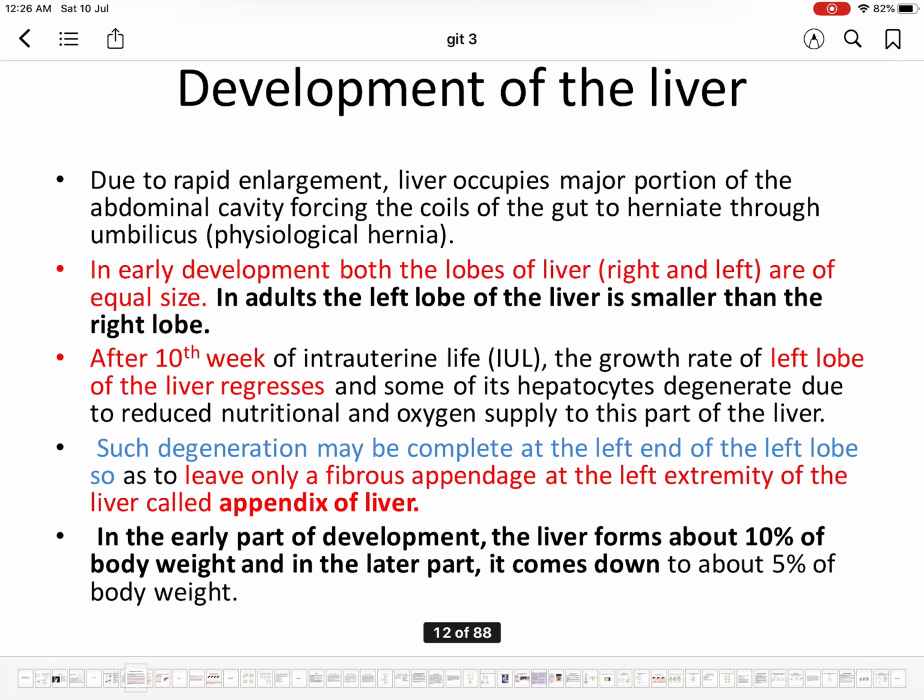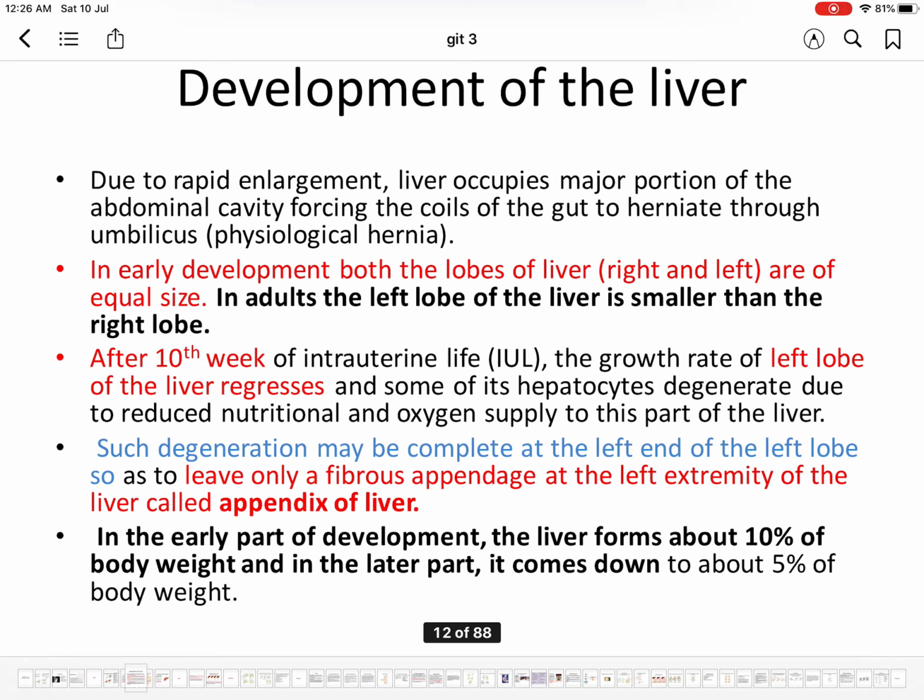Now due to rapid enlargement of the liver, it will occupy most of the abdominal cavity, and there will be very little space remaining, and the gut is not getting enough space to enlarge. That's why it will herniate through the umbilicus, and this is called physiological hernia. Meaning, because of rapid enlargement of liver, the coils of the intestine will herniate through the umbilicus, and it occurs around 6 weeks of intrauterine life, because at that time the liver is very large in size.